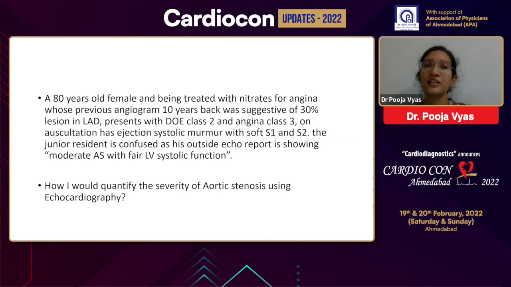and on auscultation there was an ejection systolic murmur with soft S1 and S2, and the junior resident is confused as his outside echo report is showing moderate aortic stenosis with fair LV function. So how would I quantify the severity of aortic stenosis using echocardiography?